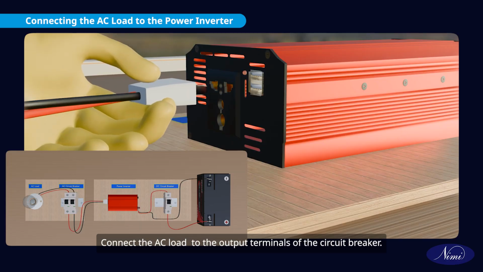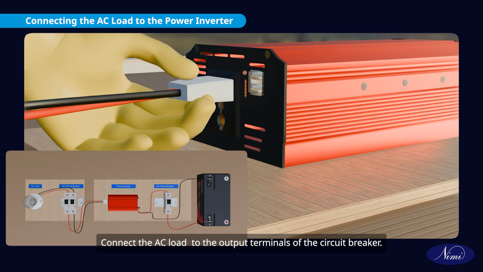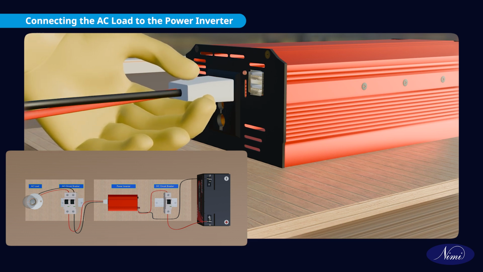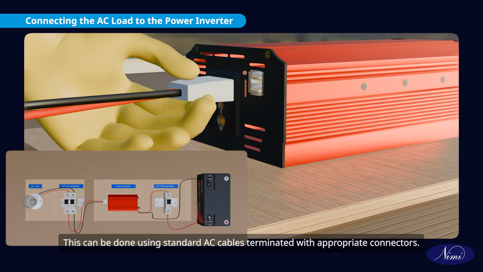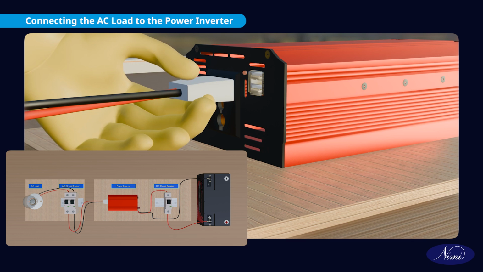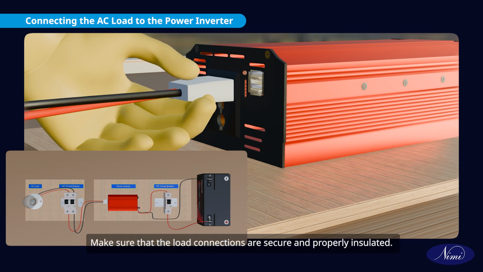Connect the AC load to the output terminals of the circuit breaker. This can be done using standard AC cables terminated with appropriate connectors. Make sure that the load connections are secure and properly insulated.